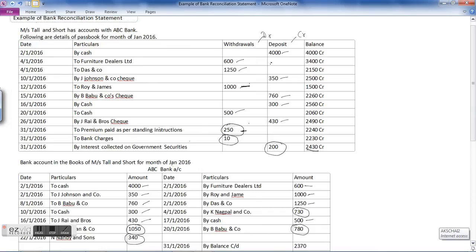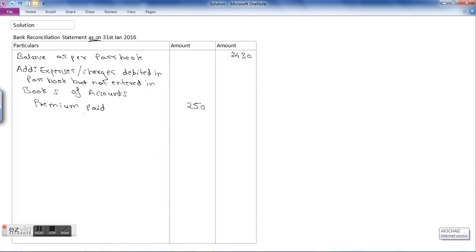Correct. Next, 10 rupees bank charges. This is a similar transaction. Now bank charges are being debited to our bank account in the bank statement, and because of this the credit balance in the passbook has reduced. So in order to go from the passbook to our bank account, we have to add these bank charges to our bank reconciliation statement.